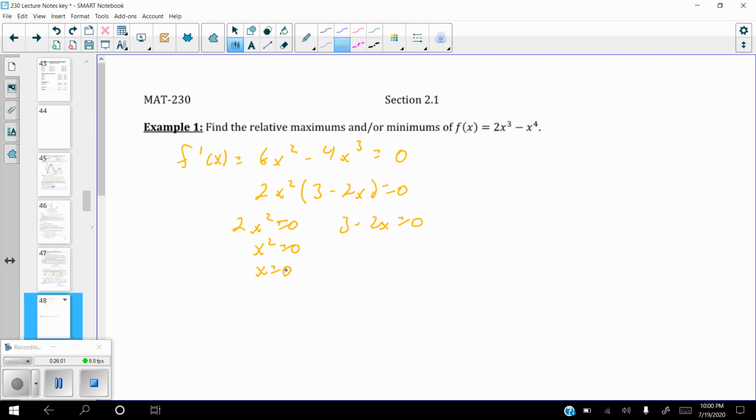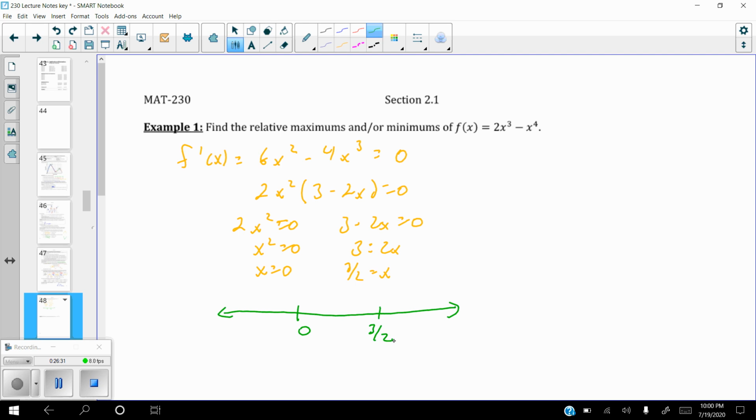And in the second one, I'm going to have to, let's see, I can add 2x to both sides and then divide by 2. So x is going to be 3/2. There's the critical values. Now, this is where my method is going to be slightly different than the chart. Again, you can choose whichever way you would like to. I simply draw a number line. And I'm going to go ahead and write 0 and 3/2 in there in numerical order.